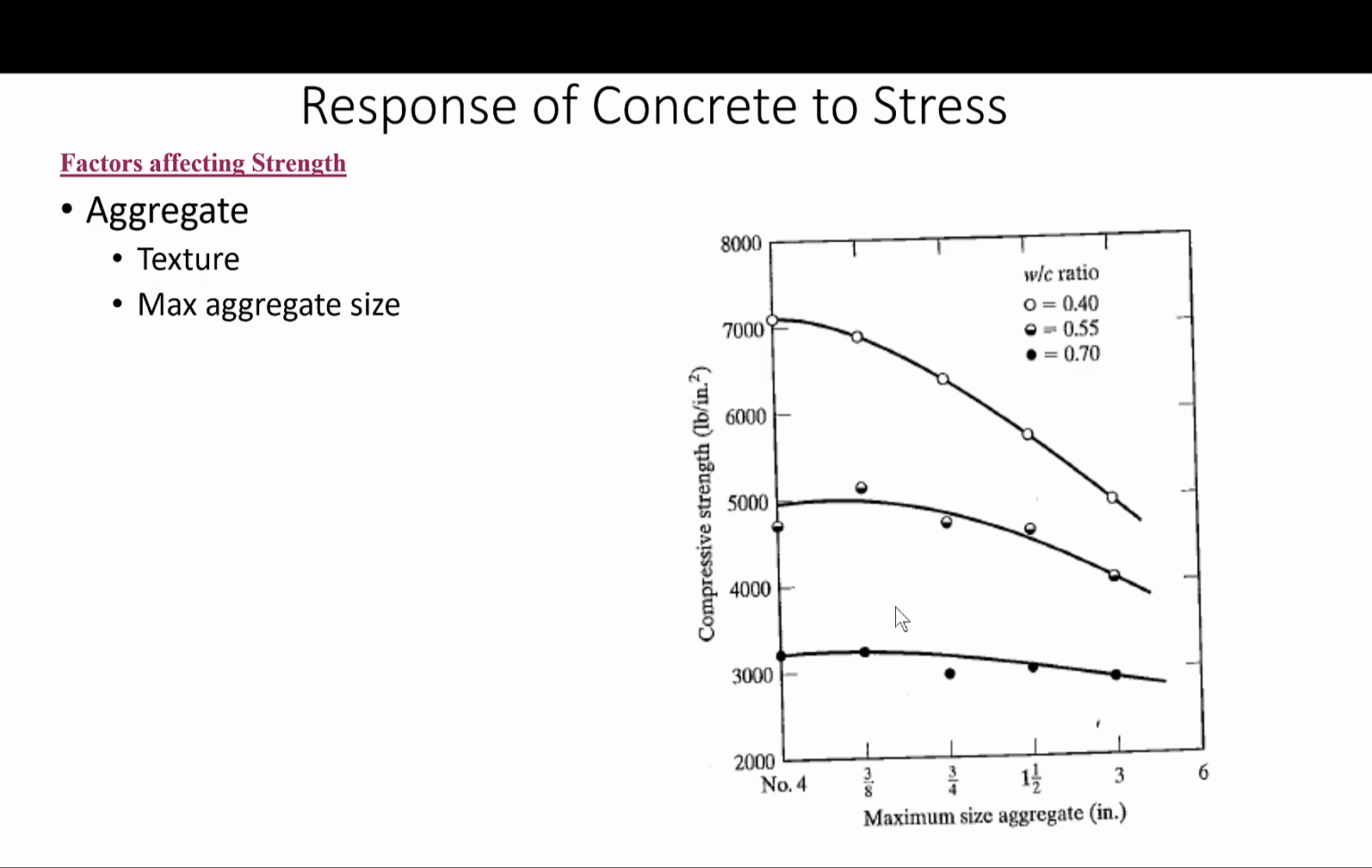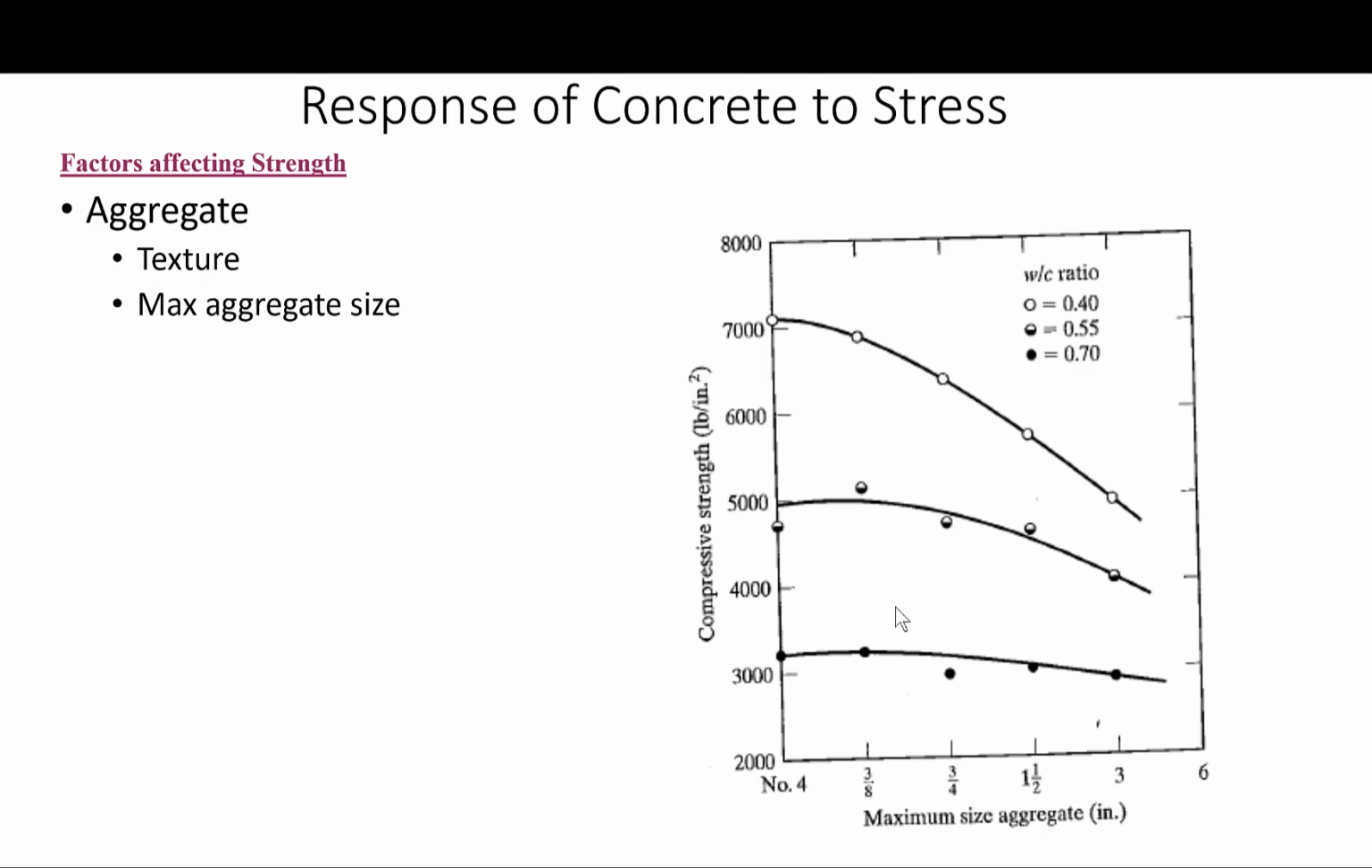The aggregate texture depends on whether the aggregates are naturally occurring gravels, which tend to be smooth, or crushed rocks, which tend to be rough and angular. So the surface texture affects both bond and the stress at which the microcracks begin. If you remember, microcracks begin at the interfacial zone. So the surface texture may affect the shape of the stress strain curve but has little effect on the compressive strength of the concrete. All right, so that's something to keep in mind.